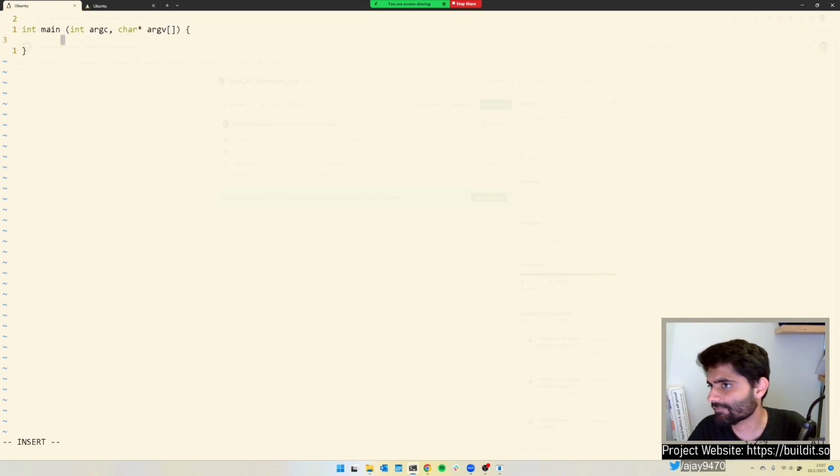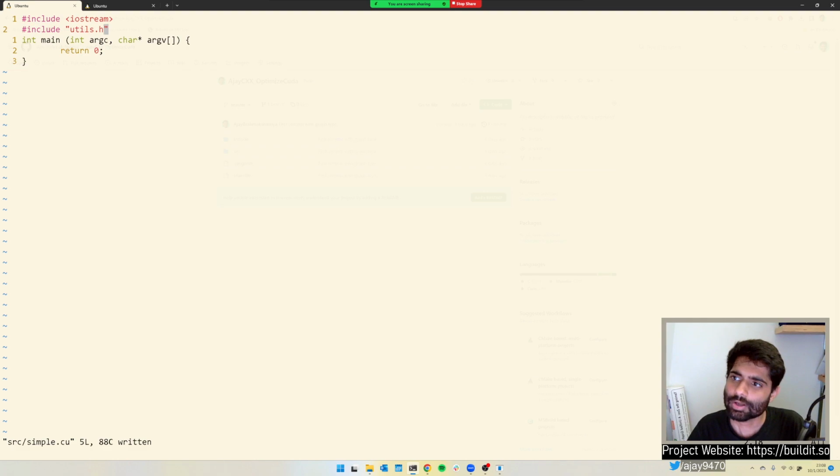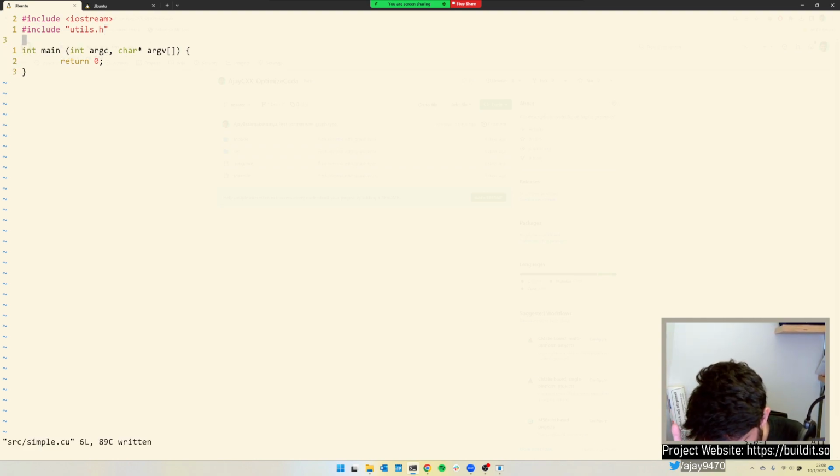Main functions work like normal, and your standard headers and everything work properly. I'm going to eventually have to print timers, so I'll include my utils header that I created. For the first simple example, I want to create an array, a vector, and multiply each element by 2 and print it out. That's a simple thing we want to do.